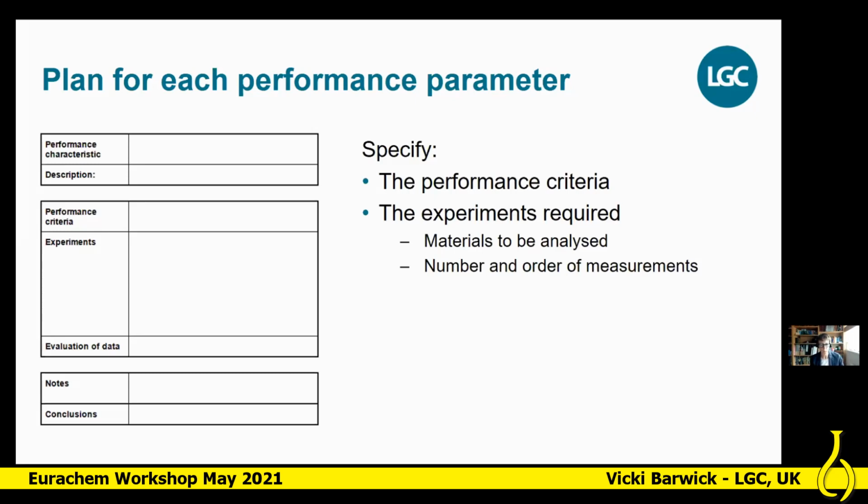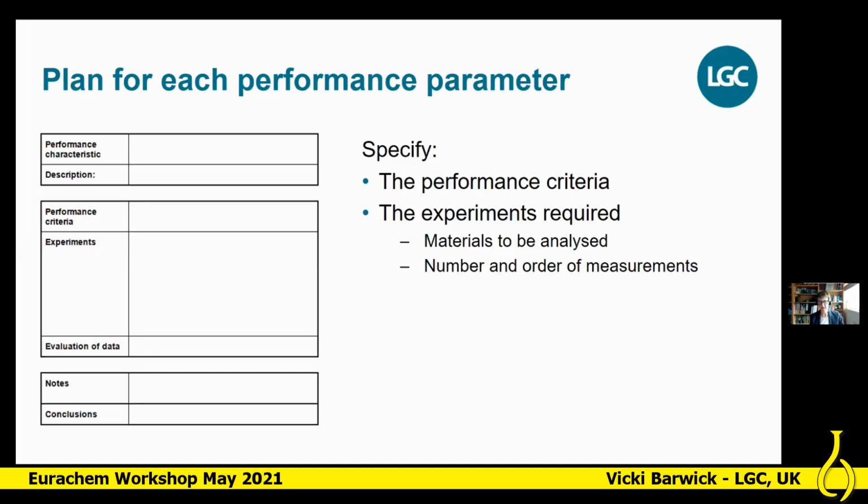So we need to think about what materials we would be analysing. Do we need a certified reference material, for example, or maybe it's a performance characteristic that we could evaluate by analysing surplus test materials? One of the questions that always comes up when planning these studies is, how many measurements do I need to make? What would be a suitable level of replication to give us sufficient information to have confidence in our evaluation of that particular characteristic? And also, in what order are we going to do these measurements?